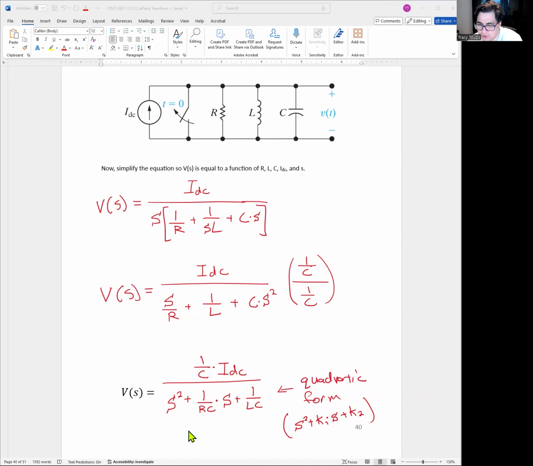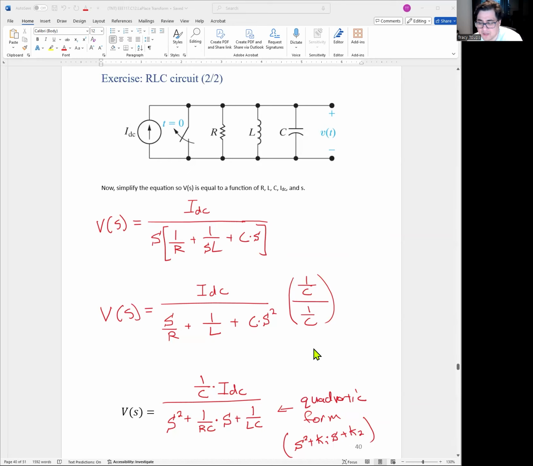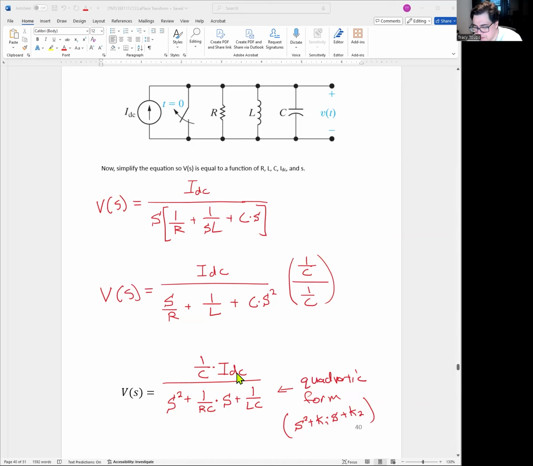It's a quadratic form. Remember, quadratic form is typically s squared plus a constant times s plus a second constant. This is how you would write the Laplace, frequency domain equation for finding the voltage. Now remember, I_DC is known from the circuit. It might be something like 10 amps, C could be 10 millifarads, R could be, say, 50 ohms, and L could be 1 millihenry. You crunch the numbers, and you'll be left with s squared plus something times s plus another number.